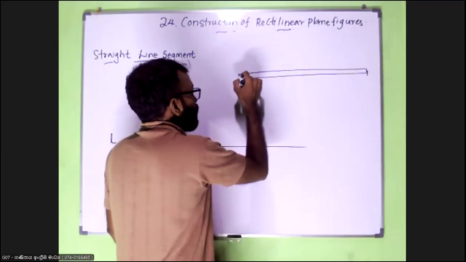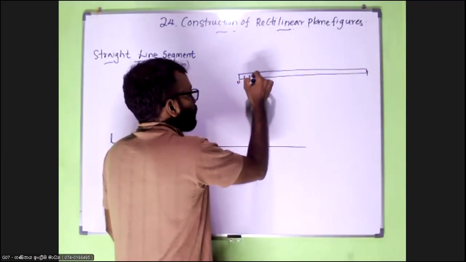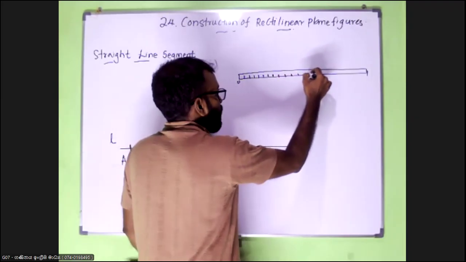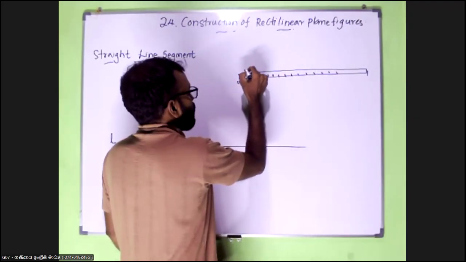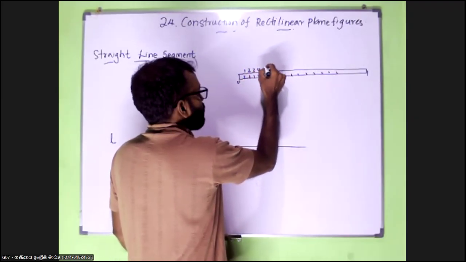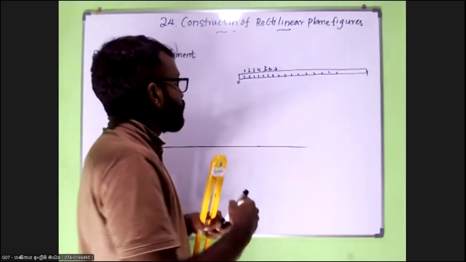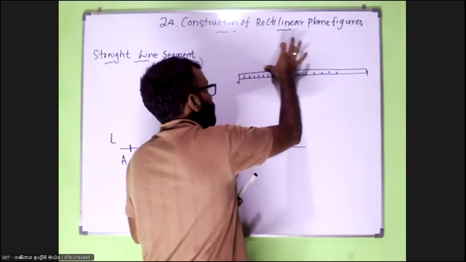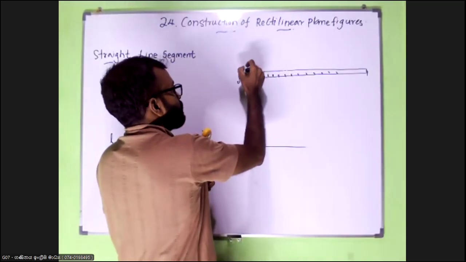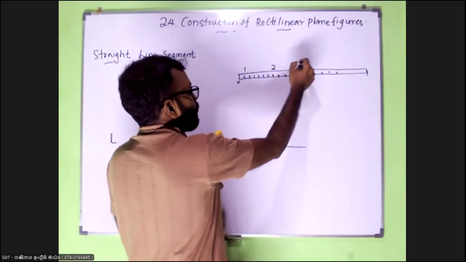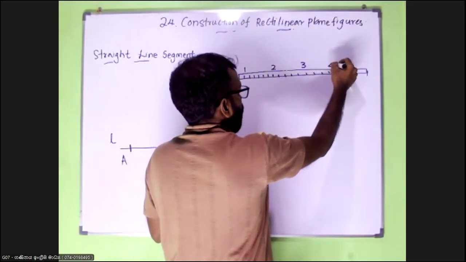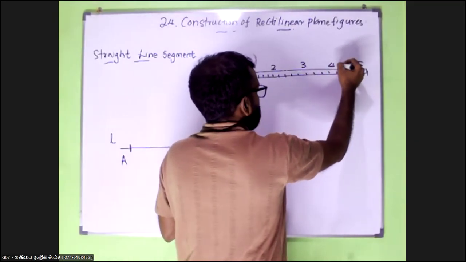There you have 0, 1, 2, 3, 4, 5, 6, 7, 8, and so on. I will mark it bigger so that you can see. So this is my ruler: 1, 2, 3, 4, and 5.